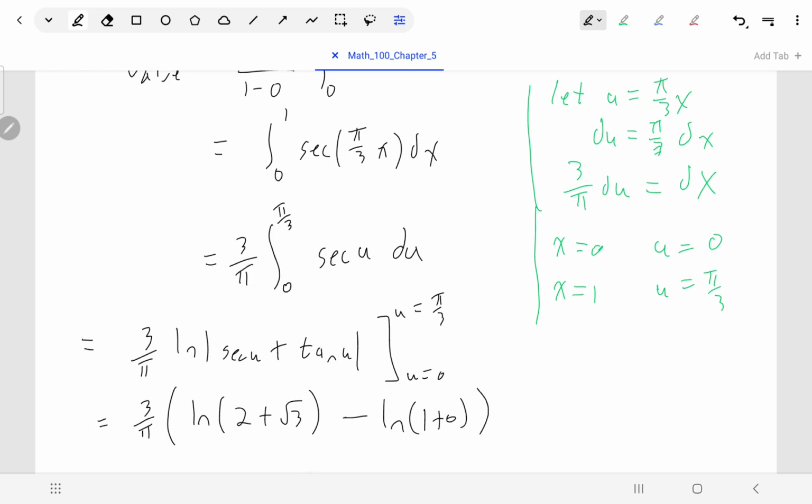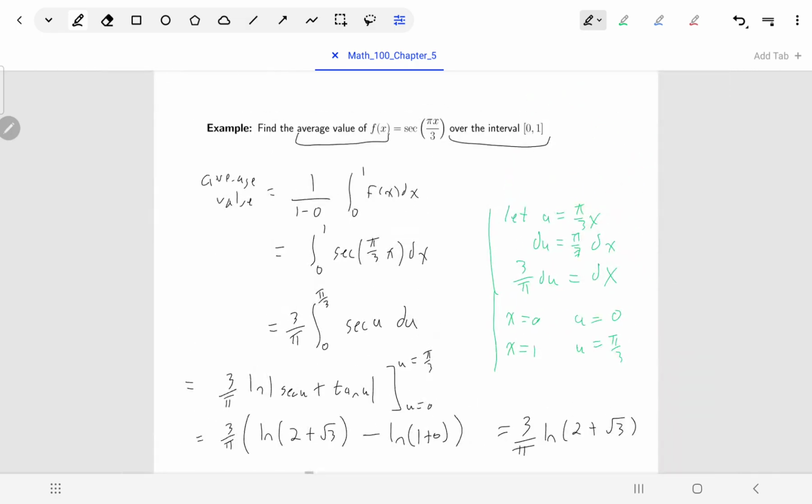And then as my last little bit here, this last little natural log is really natural log of 1, which is 0. So all I'm left with is this first natural log times 3 over pi. So looks like 3 over pi natural log of 2 plus square root of 3. And there we go. That should be the average value of that function over that interval.